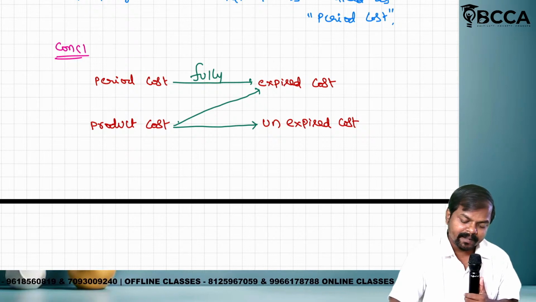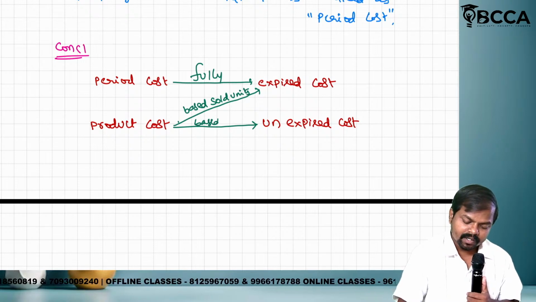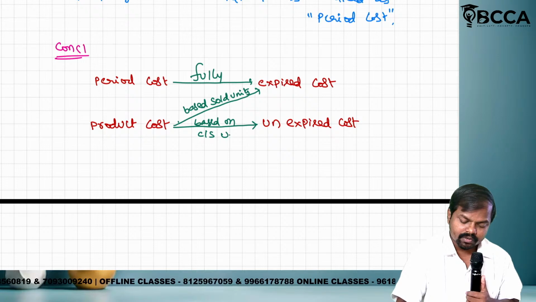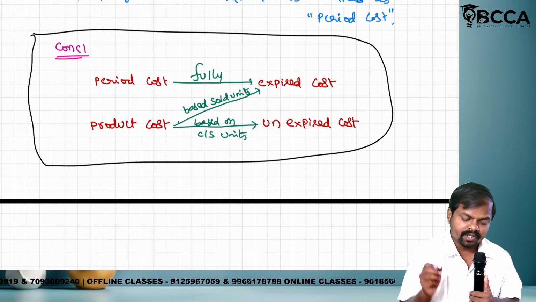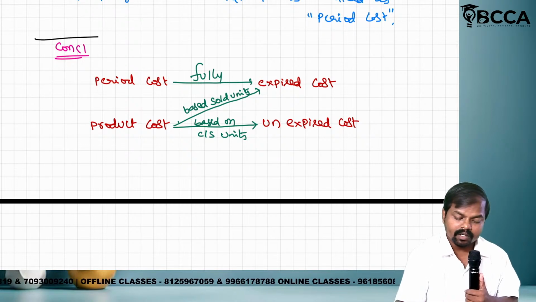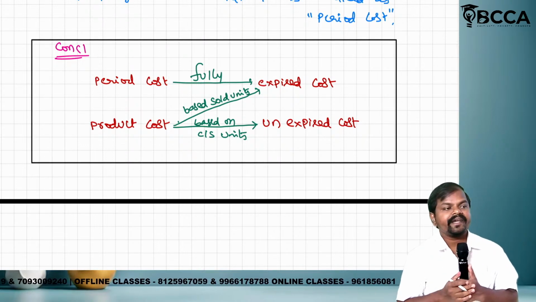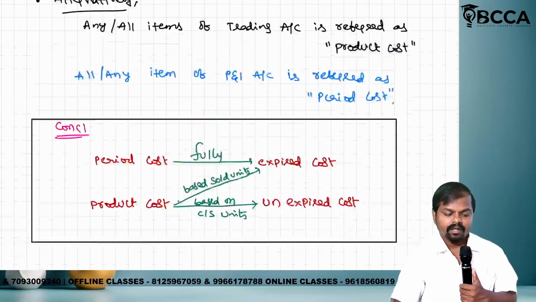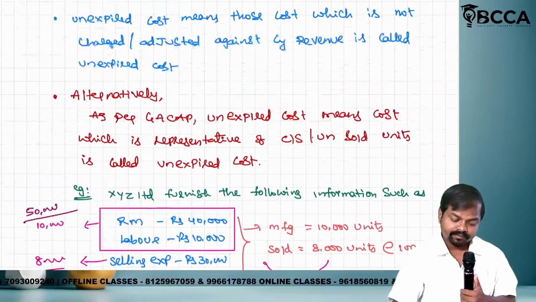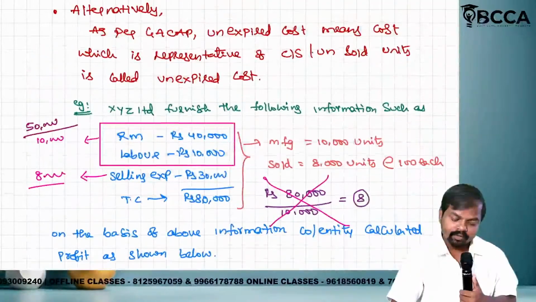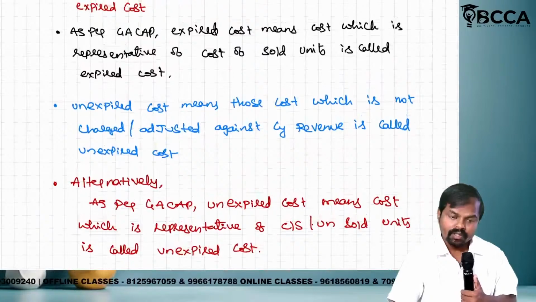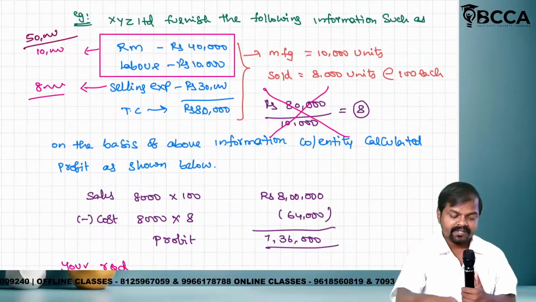Some portion expired based on sold units. Correct? Based on closing stock units. This is an overall conclusion of the story. Is it clear? Till now clear? Please make a note. I think up to here you already wrote expired cost and unexpired cost. Please make it first.